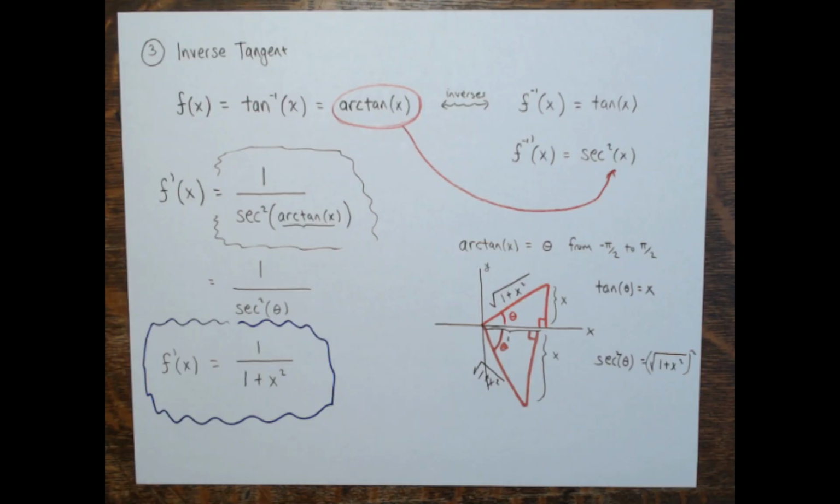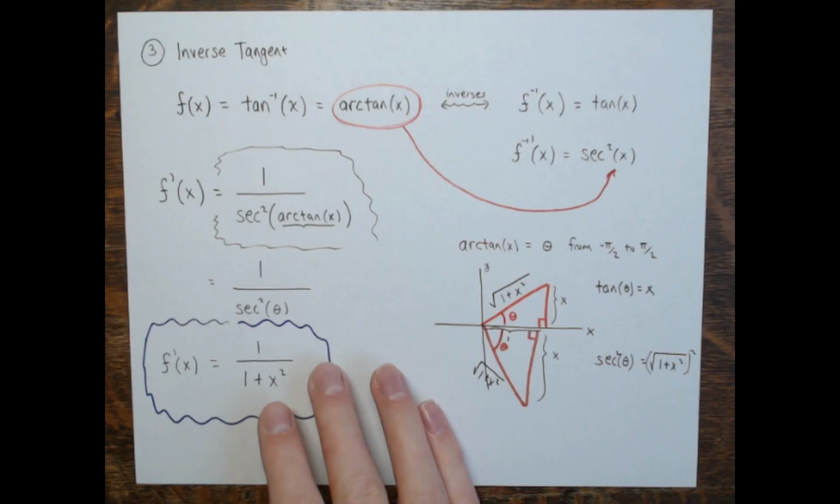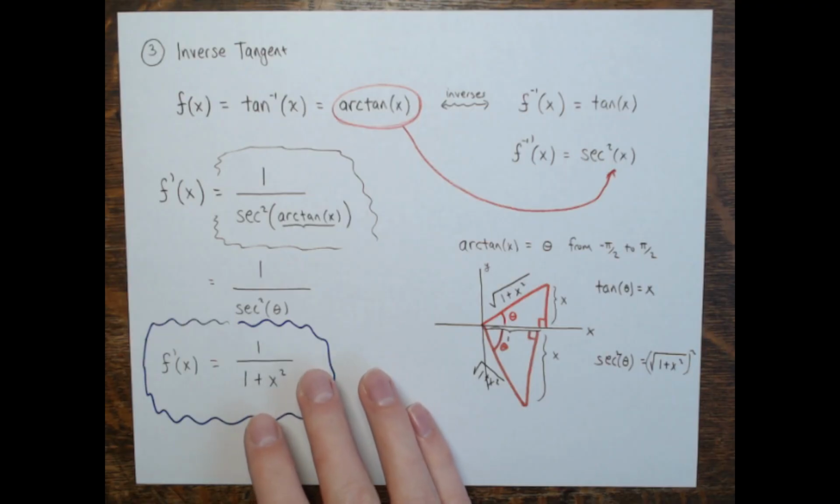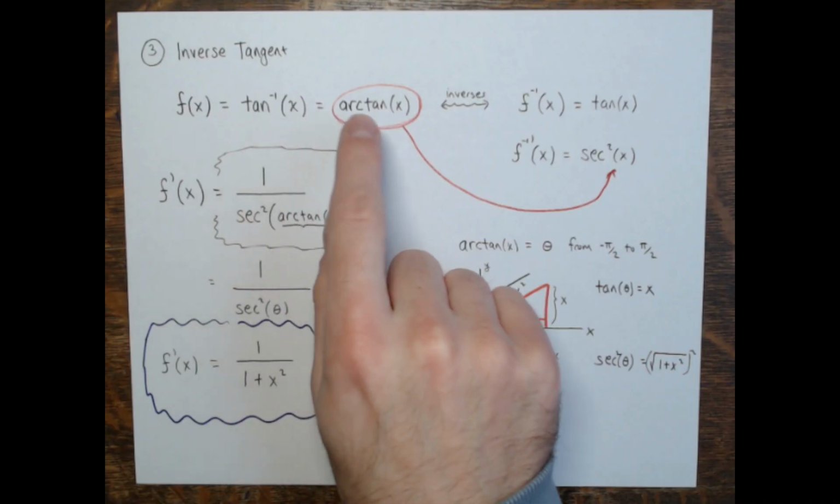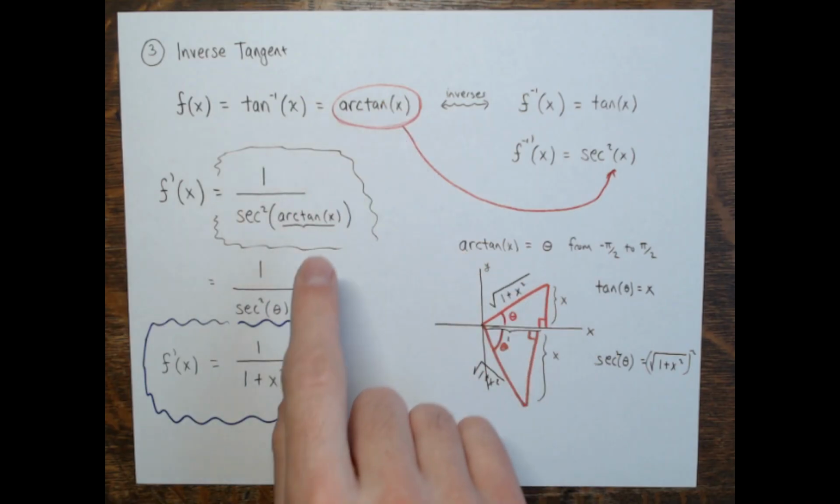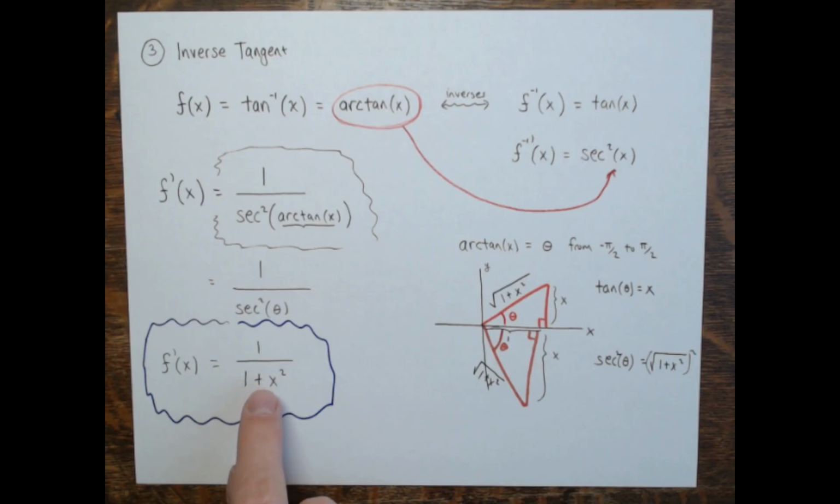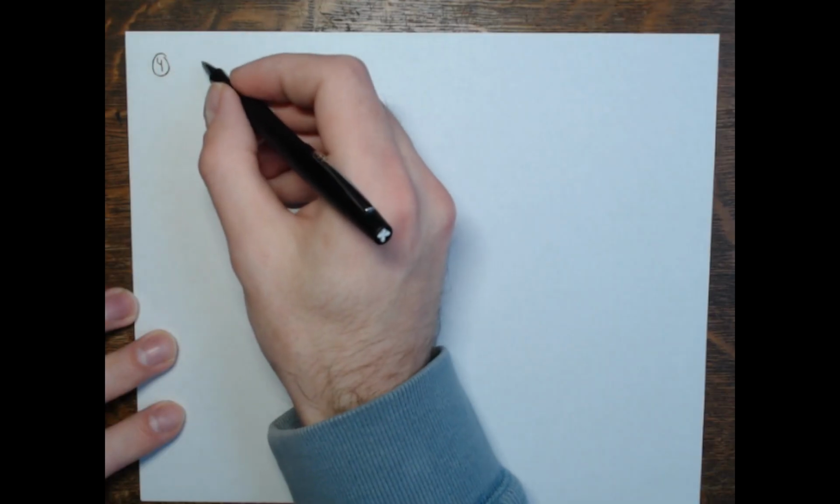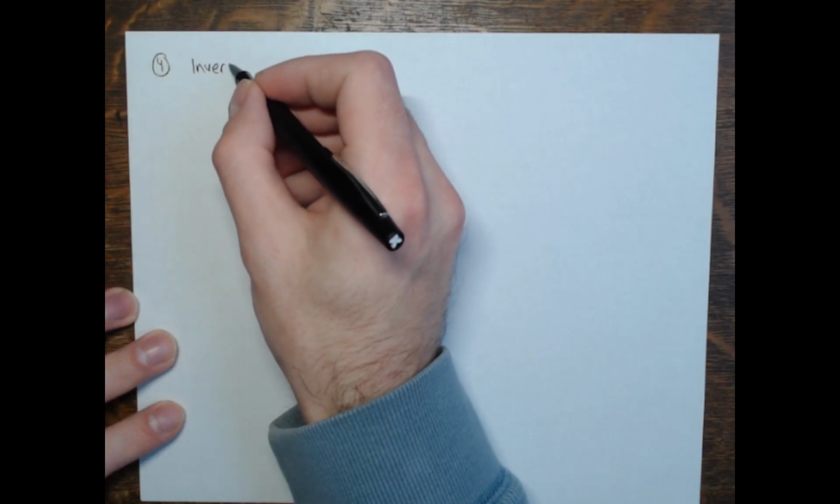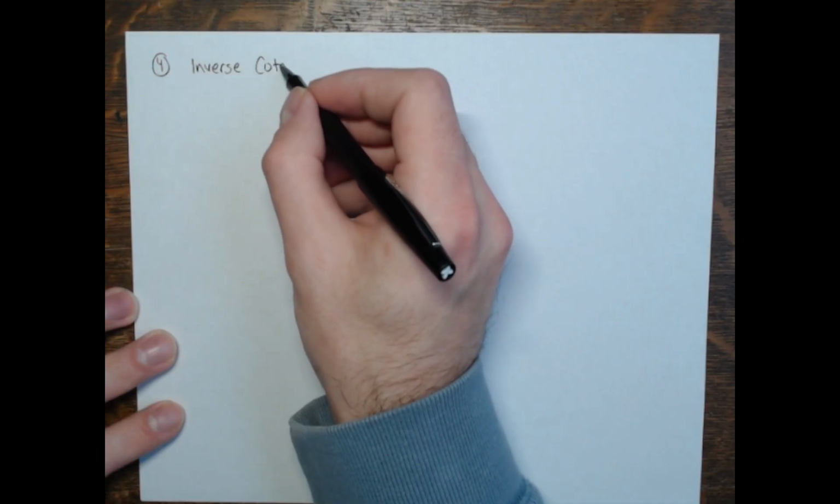Wonderful. And then just like I mentioned earlier with inverse sine and inverse cosine, we're going to see in a minute the derivative of inverse cotangent is just going to be the opposite of this, negative 1 over 1 plus x squared. But let's go through it. So the fourth of these, right, inverse cotangent.